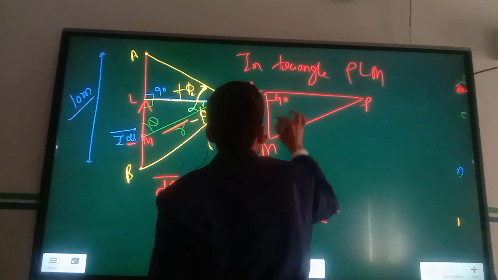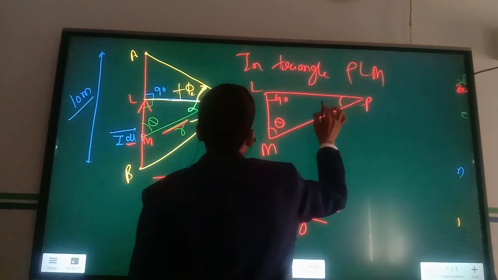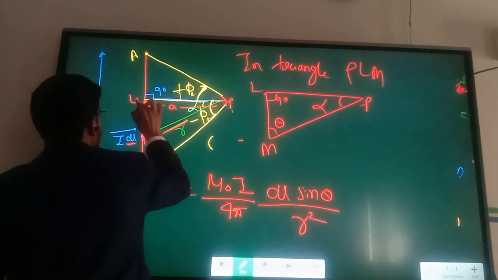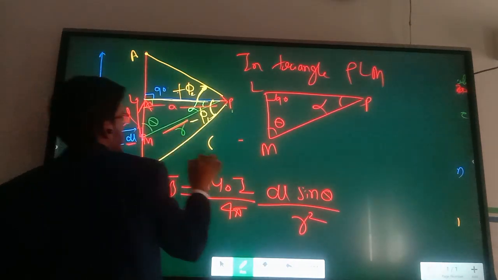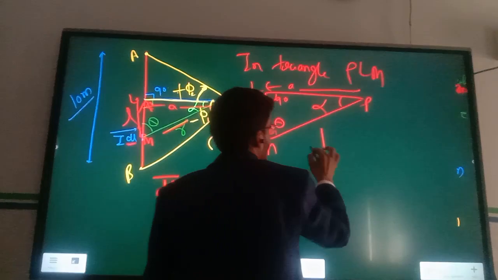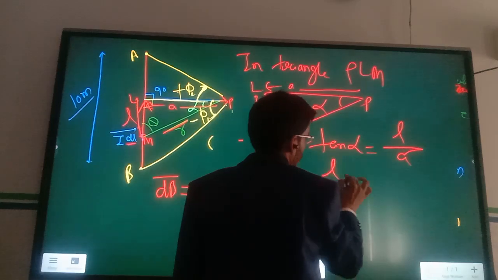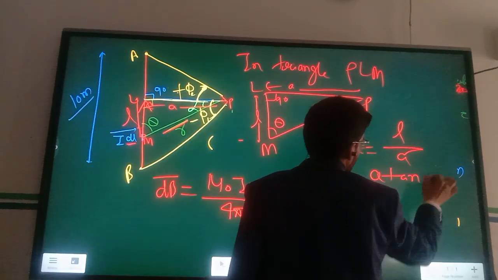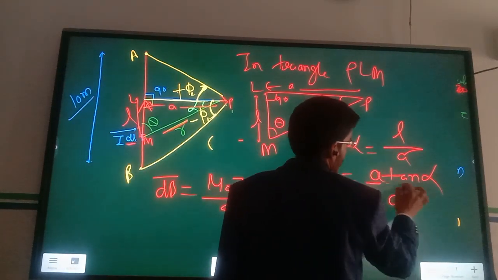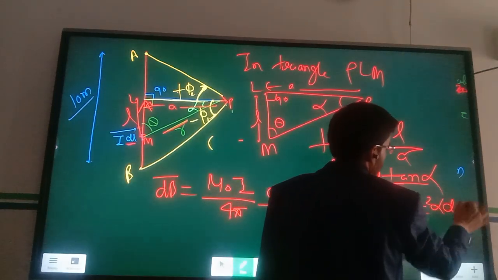This angle is 90 and this angle is theta and this angle is alpha. Suppose this length is A and this length is L. So tan alpha equals L by A, so L equals A tan alpha. Now differentiate it. So dl equals A tan alpha differentiated; A is constant, so A sec square alpha d alpha.